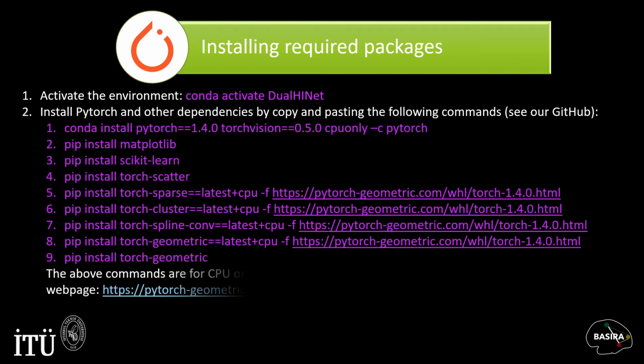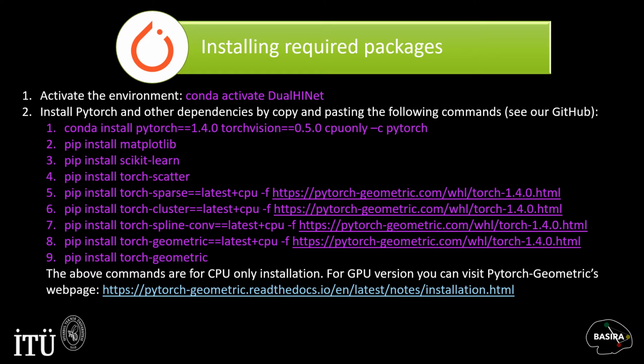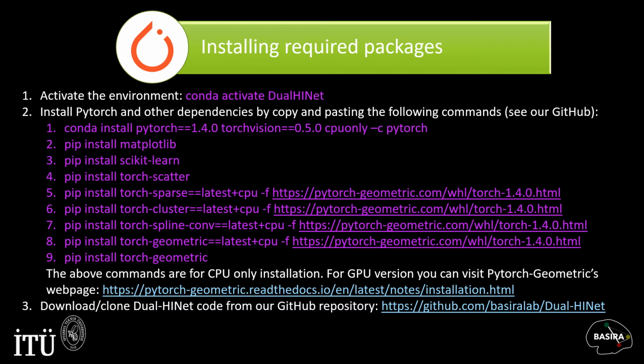To install, copy and paste the following commands, which you can find in our GitHub. If you have any problems, PyTorch Geometric's installation tutorial can be helpful. Finally, download or clone Dual-HINet code from this GitHub link.